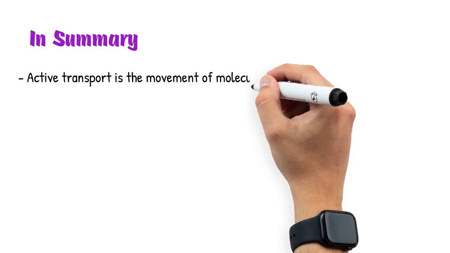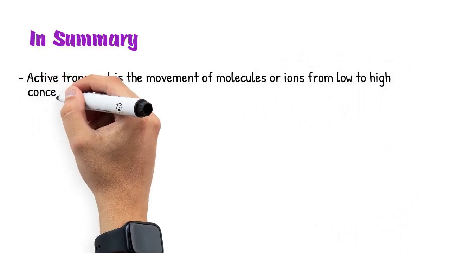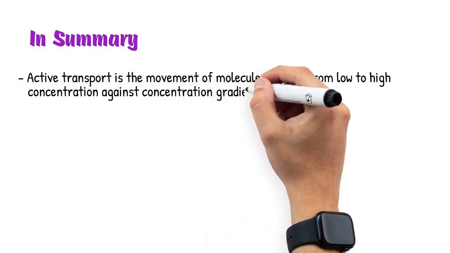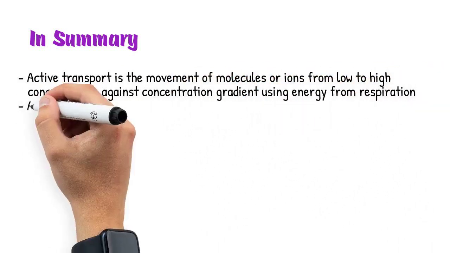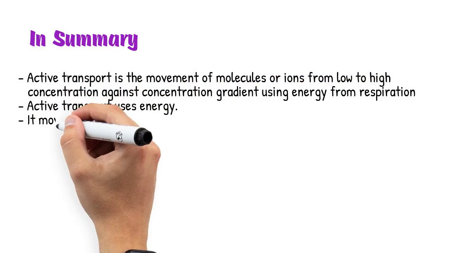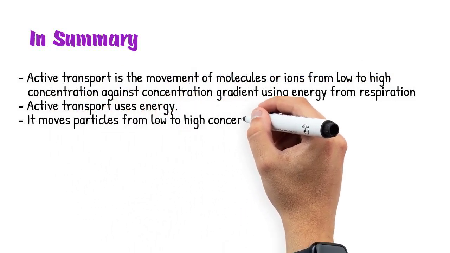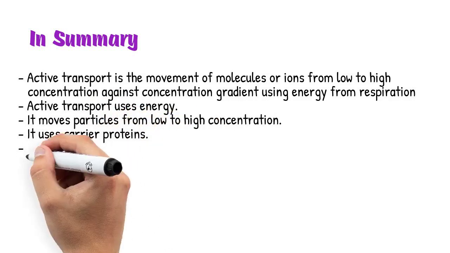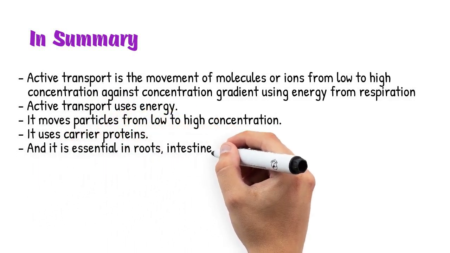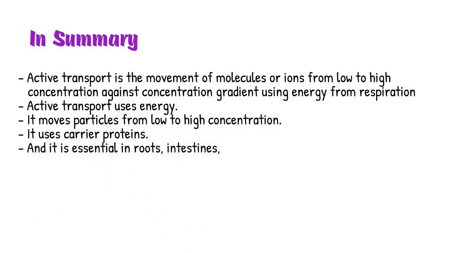In summary, active transport is the movement of molecules or ions from low to high concentration against concentration gradient using energy from respiration. Active transport uses energy. It moves particles from low to high concentration. It uses carrier proteins. And it is essential in roots, intestines, and fetus.